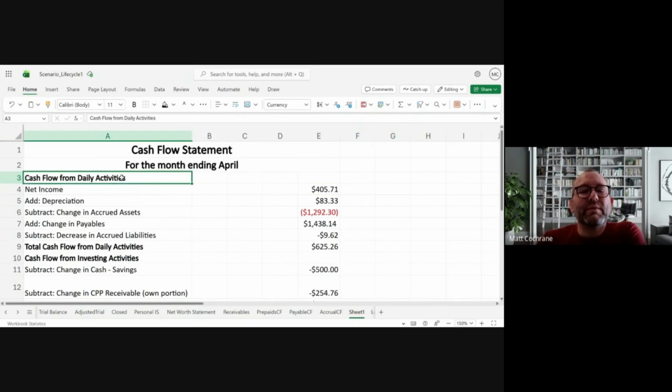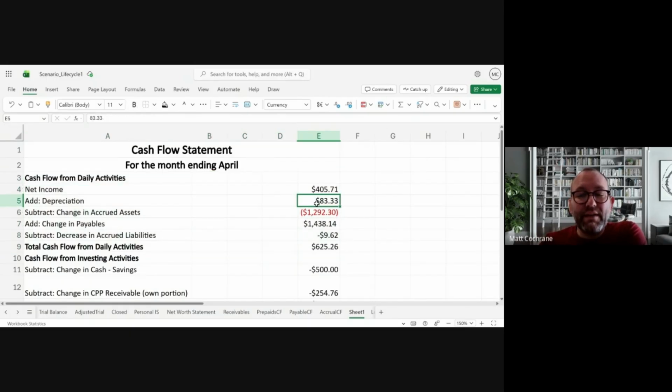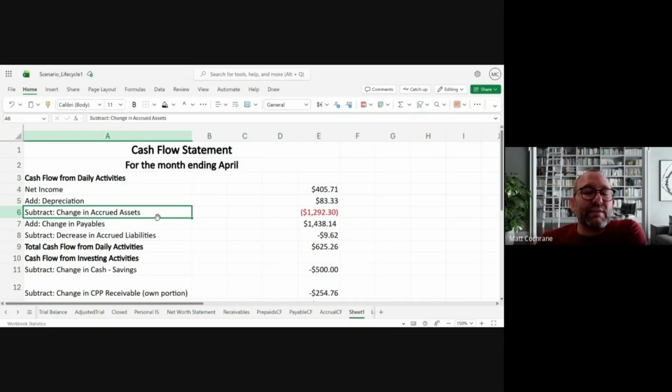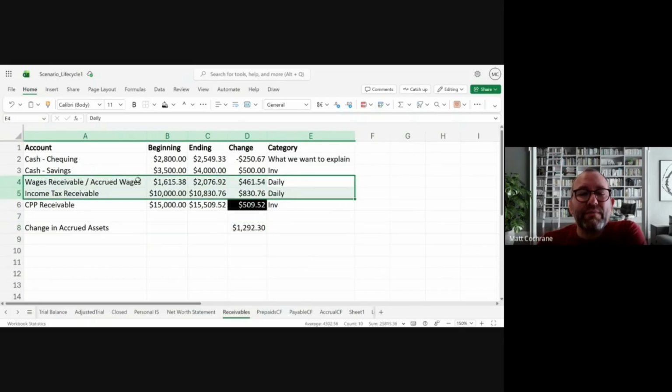We're first going to deal with the cash flow from daily activities. And this section is really important to understand because it's very easy to get tripped up. All right, so we've added back the 83.33. Then we need to subtract this change in our accrued assets. If we go back here, let's explain why that is. And we're only talking about these two here, okay?